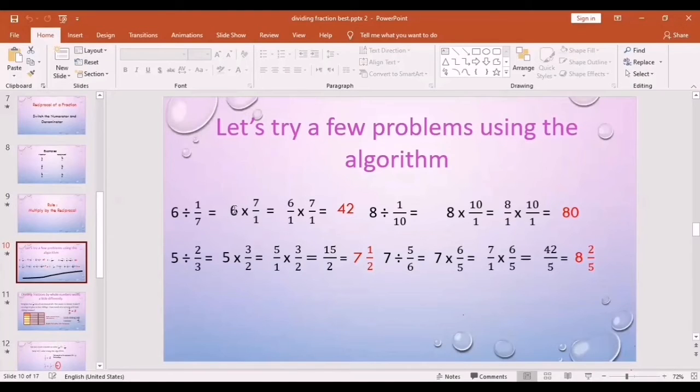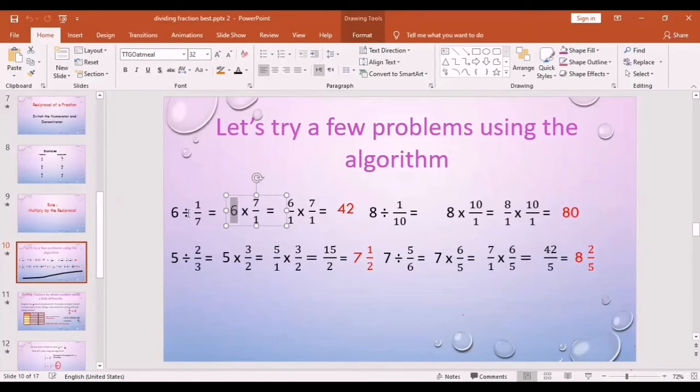How can we solve it? First, we write the first whole number. After that, we flip the division sign. After flipping the sign of division, we flip the fraction. We write the reciprocal here, okay? So the answer will be numerator times numerator and denominator times denominator.